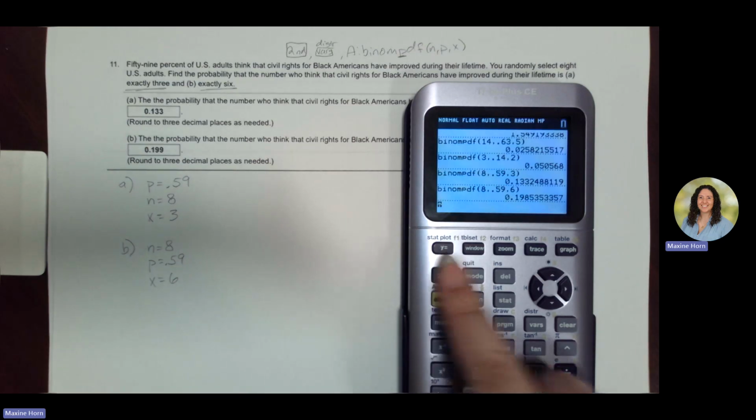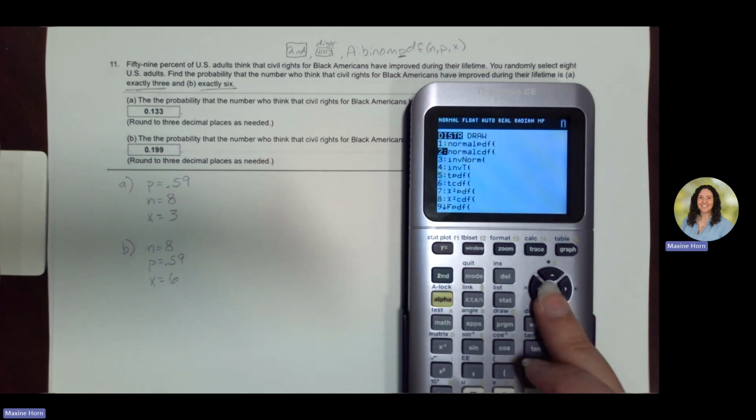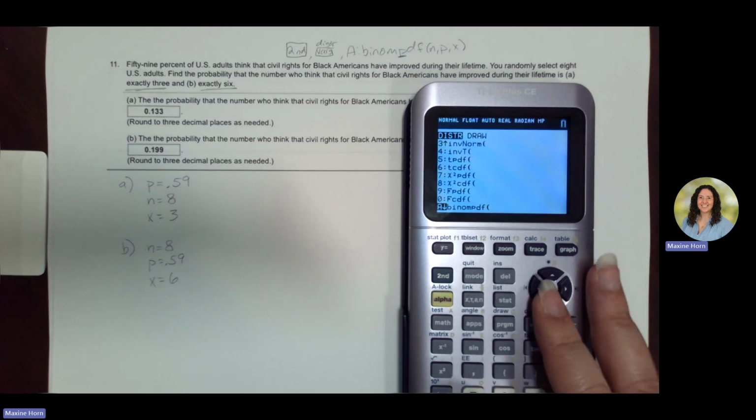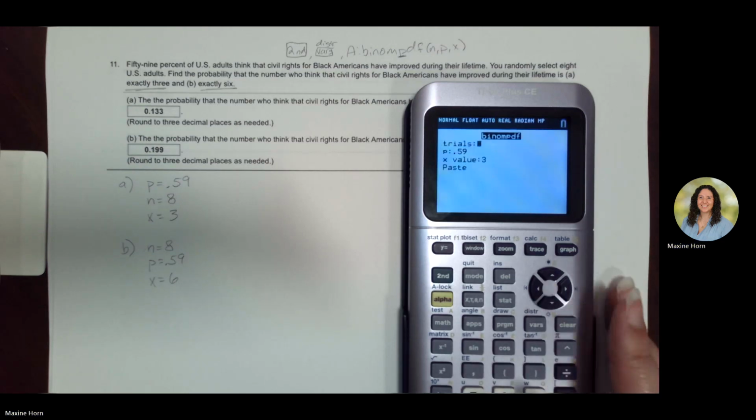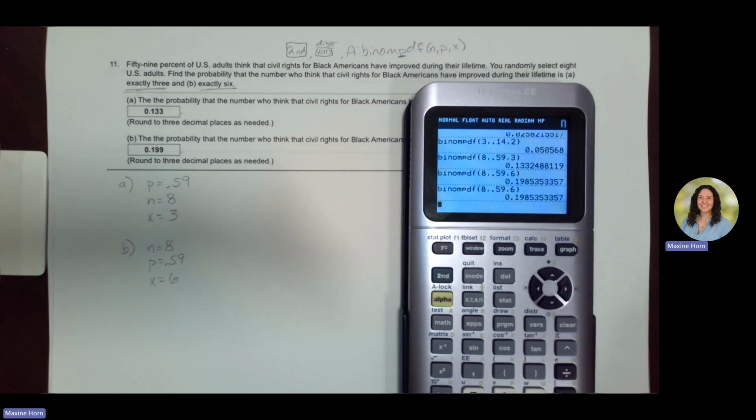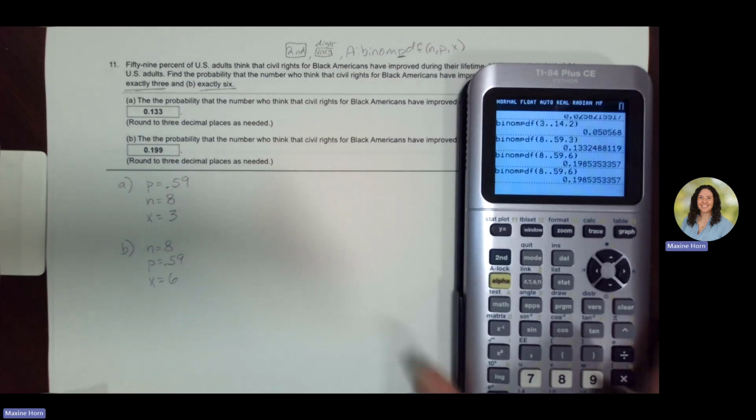Or you could just go back and do second, vars, arrow down, or arrow up, or go directly to it and then plug in the 6 there. Either way, when you round to 3 decimals, that's what you get. Always good to do a rounding refresh.